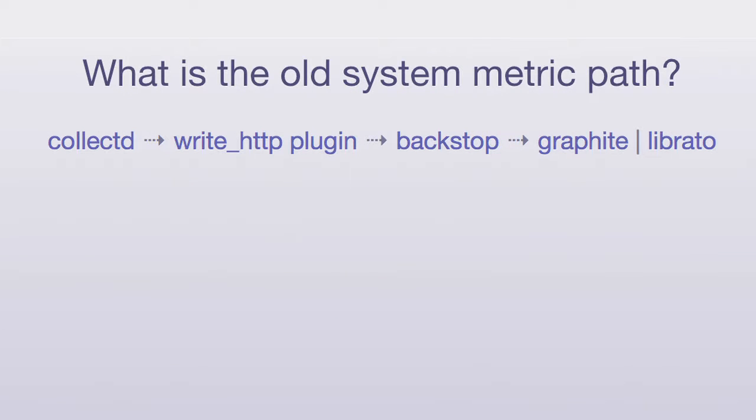This is what the old system metric path looked like. Collectd, a write HTTP plugin. There's some logic in there to make sure Collectd and write HTTP is actually working, because depending on the version of Collectd you're using, it would actually just die and stop submitting metrics. To something called Backstop, which is a web service that was written that converts these HTTP puts or posts into either Carbon or Librato metrics, one of the two.